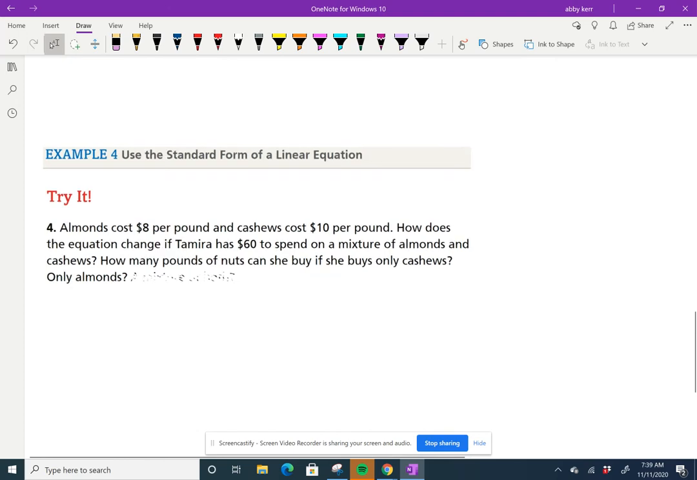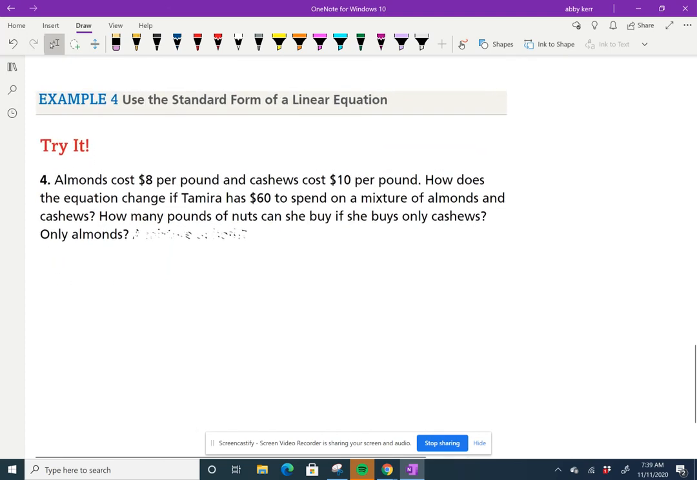Now for this problem, the try it, I want you to hit pause and then see if you can do it. It says almonds cost $8 per pound and cashews cost $10 per pound. How does the equation change if Tamara has $60 to spend on the mixture? How many pounds of nuts can she buy if she only buys cashews and only almonds?